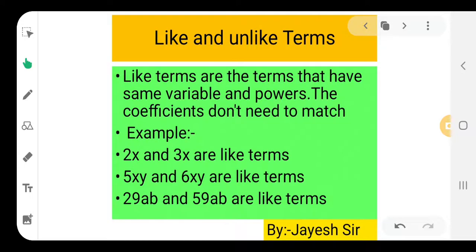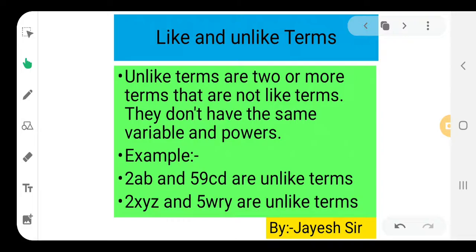Like terms: the coefficients could differ, but the variables and powers are the same. Unlike terms: the variables and powers both differ. It does not depend on whether the coefficient is the same or not. If the variables and powers are not the same, then it is an unlike term. I hope you all are getting it, friends.